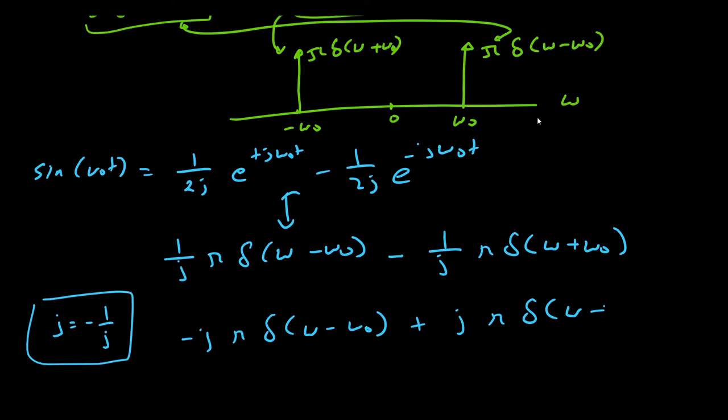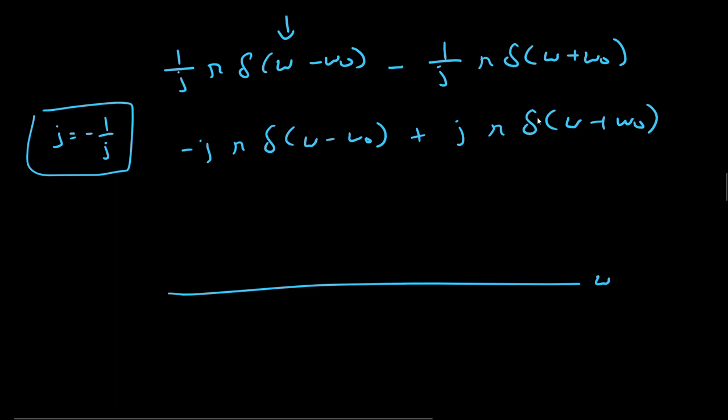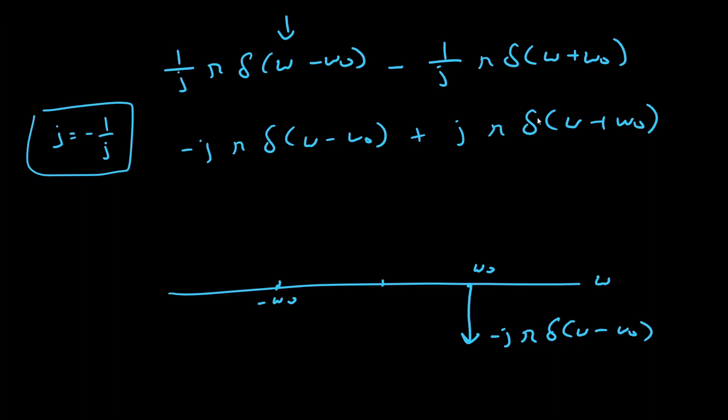So in the frequency domain, the spectrum is over here: we have a minus j pi delta of omega minus omega naught, which is at omega naught, and at minus omega naught we have j pi delta of omega plus omega naught. So that was the Dirac delta function and some of its extensions.